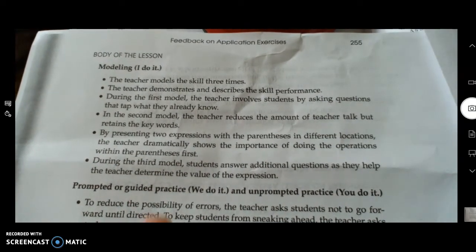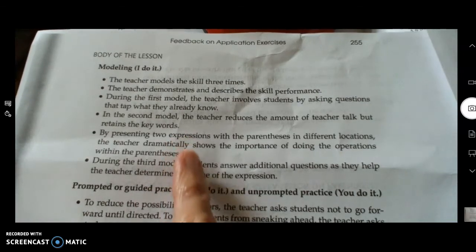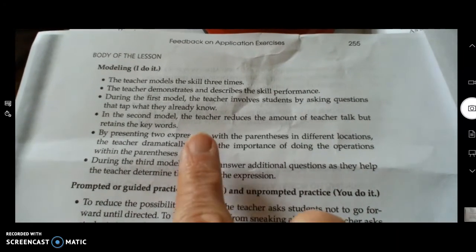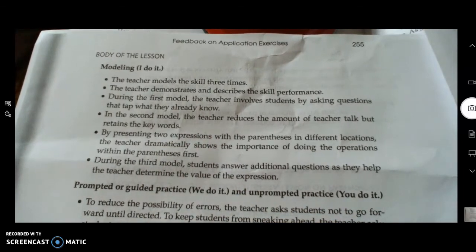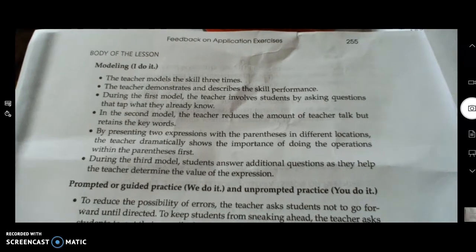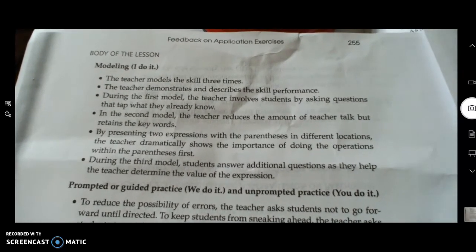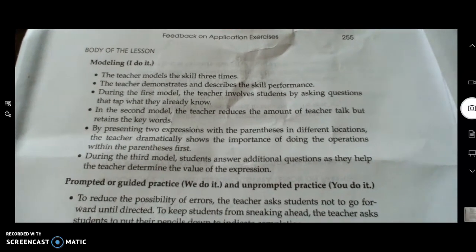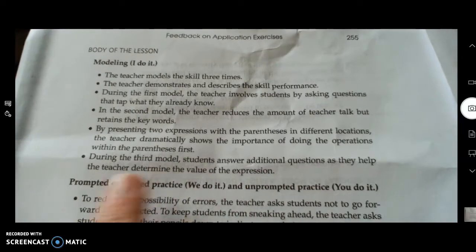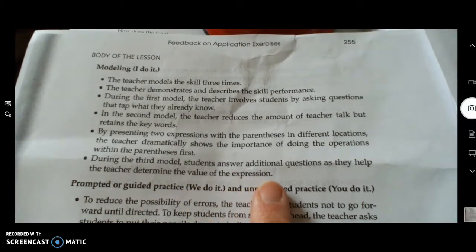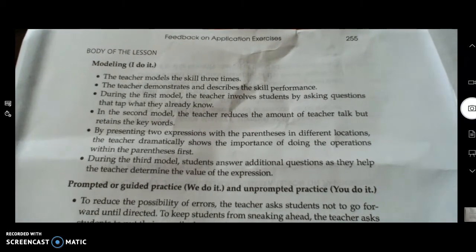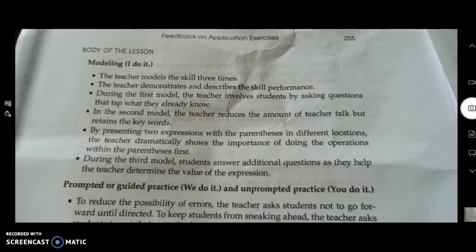So using the same, I think it was, there was one where the teacher, and I'm sorry I keep saying she for the teacher. It could have been a guy. I don't know. They use the same numbers, but the parentheses were in different places, right? So that's a really great example of, hey, here's how PEMDAS changes the answer to a problem. And then during the third model, students answer additional questions as they help the teacher determine the value of the expression. So still very teacher-guided, very teacher-centric, but getting those students more and more involved.